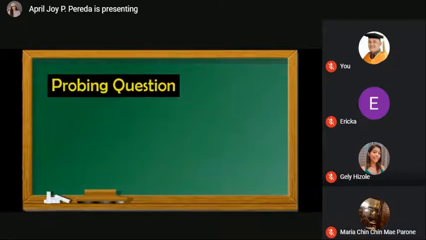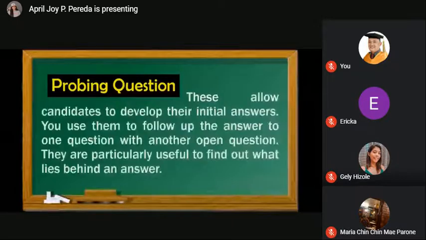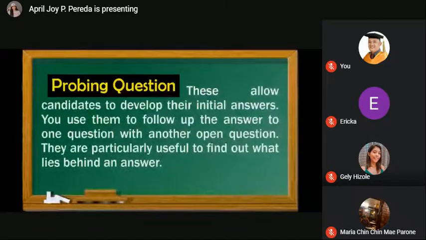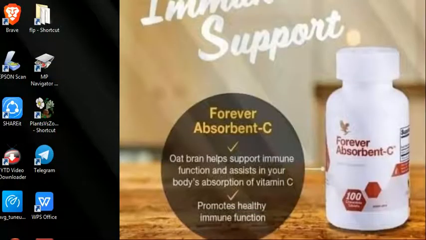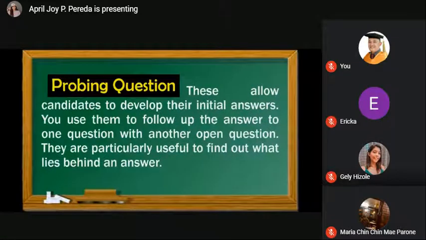The probing question. These allow candidates to develop their initial answer. You use them to follow up the answer to one question with another open question. They are particularly useful to find out what lies behind the answer. For example, you've asked a question, but you want to know more. By probing questions, you get the candidate to think deeper about what they've answered and provide you with more clarification and details.